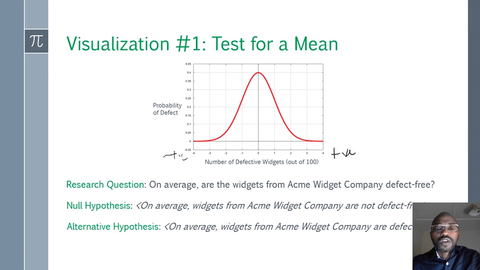The research question here goes thus: on average, are widgets from Akai widget company defect free? A quick look at the diagram shows that at the middle it is 0. So it means on average you get 0 defects. And when we're talking about average, we're talking about the mean.